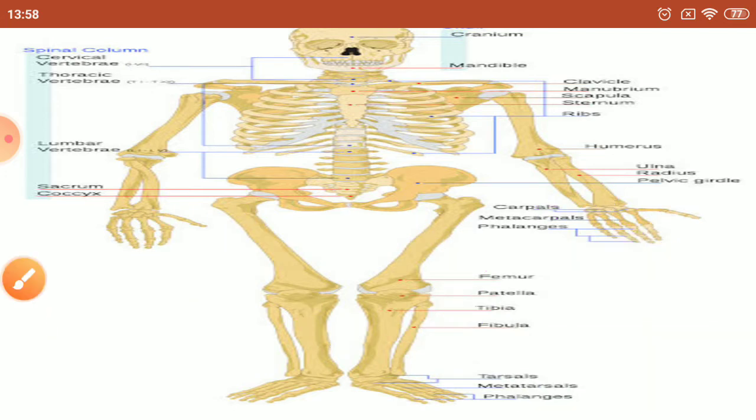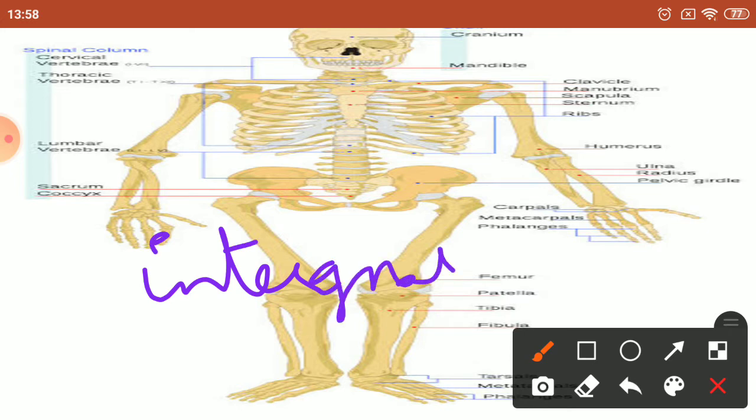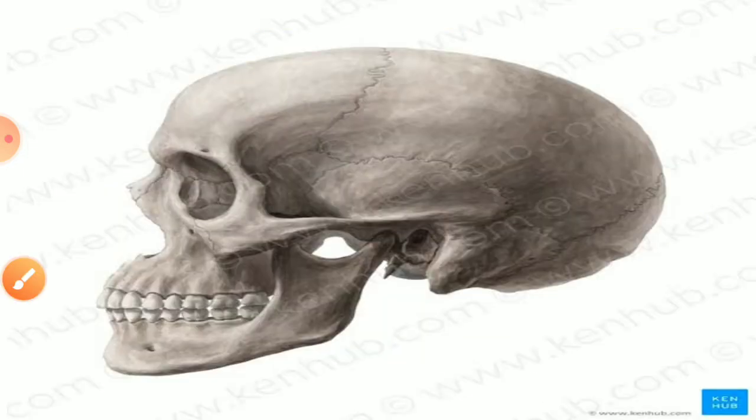Such a skeleton, what type of functions is it doing? As I already said, it is supporting our body, it is protecting the important internal organs, it is helpful in the production of RBC and WBC, and it helps in standing in an erect position.